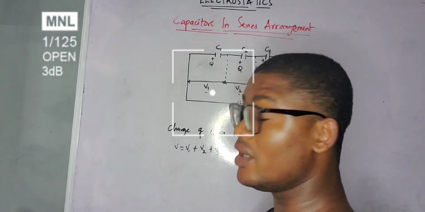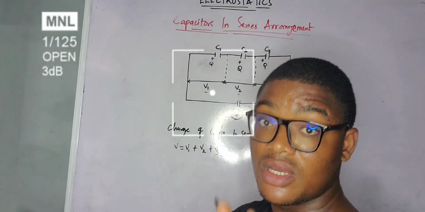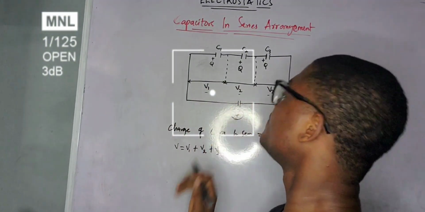You are going to add them together. That is the total voltage of the cell, of the arrangement.